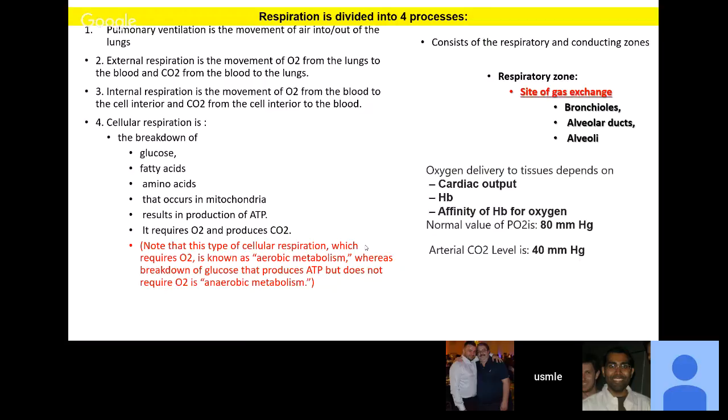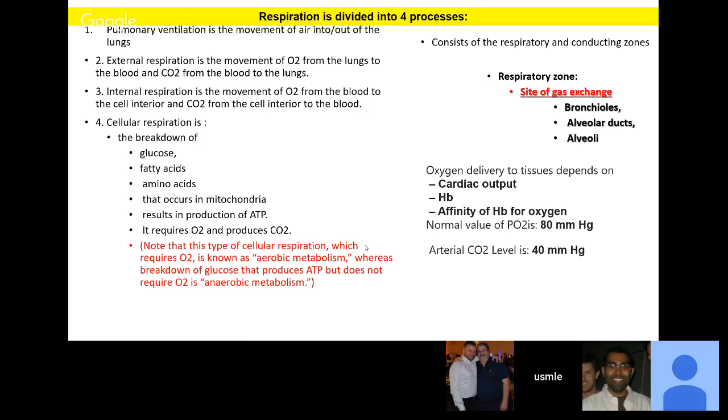So cellular respiration is a bit more complex. This is usually covered in the biochemistry part. Why? Because you're going to have a lot of glucose pathways, amino acid pathways and fatty acid pathways that are intricately connected to each other to release the CO2 and use the oxygen. Because of this oxygen coming, you're going to have the breakdown of these pathways once again. And remember that all this breakdown, cellular respiration, is happening within the mitochondria.